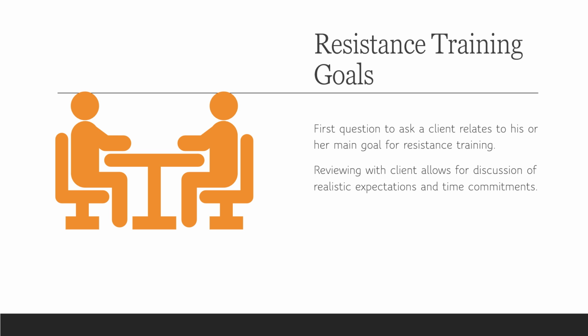The first question to be asked of the client concerns the main goal for the resistance training program. A discussion with the client of what type of outcome, general health, muscular strength, muscular endurance, muscular hypertrophy, and/or muscular power they desire will help the fitness professional develop an appropriate program. Each of the aforementioned program goals will require a different program design to optimize the stated goals. Reviewing these with the client allows for discussion of realistic expectations and time commitments before continuing with more extensive program evaluation procedures.